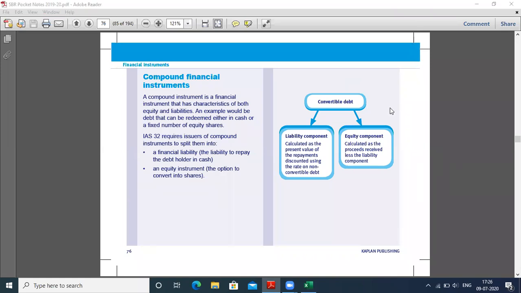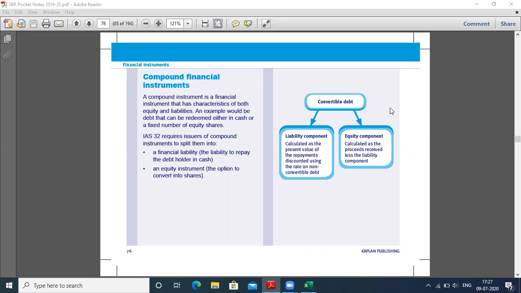X company issued 1 lakh worth of debentures, and the debentures are to be redeemed after 2 years. Redeemed is nothing but repaid. So the debenture holders will be repaid after 2 years. And at the time of redemption, the company agrees to pay 20% in cash and the remaining 80% as equity shares to the debenture holders.